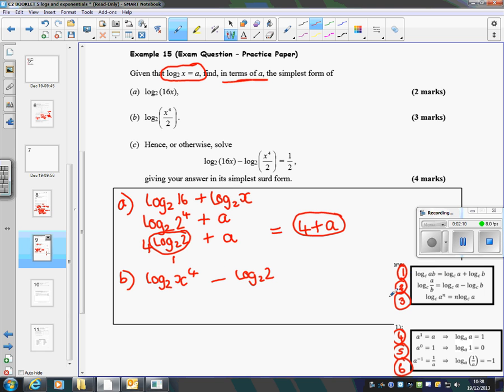And we know by rule 3 we can bring the power to the front, so 4 log to the base 2 of x minus log to the base 2 of 2. Now log to the base 2 of x we know in the question is equal to a, so we've got 4a, and this is using rule 4 again. Log to the base 2 of 2 is just equal to 1. So in terms of a, our final answer is just 4a minus 1.